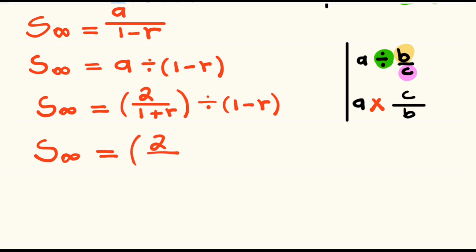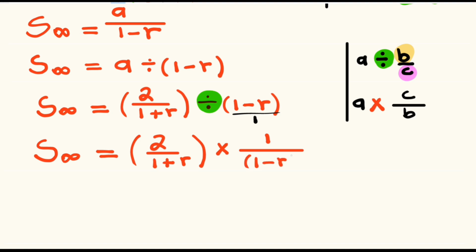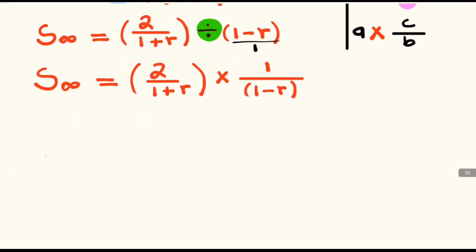So we have 2 divided by 1 plus r. We change that division sign. So this division sign, we change it into a multiplication sign, and remember that the 1 minus r is divided by 1. So the numerator will become the denominator, and the denominator will become the numerator. So we'll have 1, and in the denominator now we have 1 minus r, because we changed the division into multiplication.